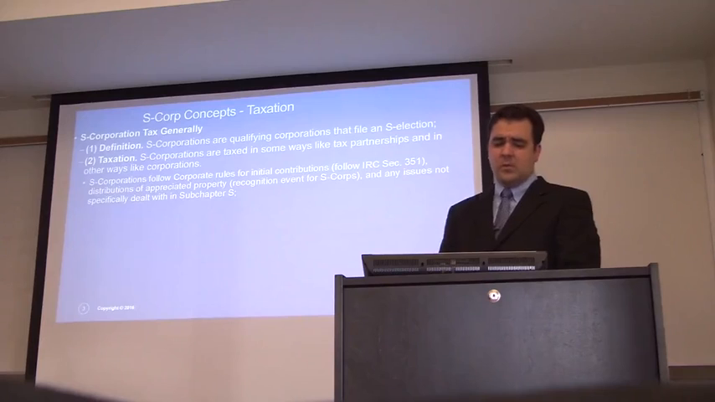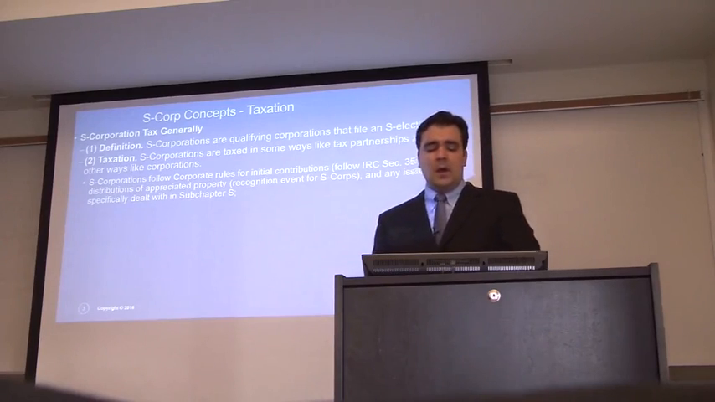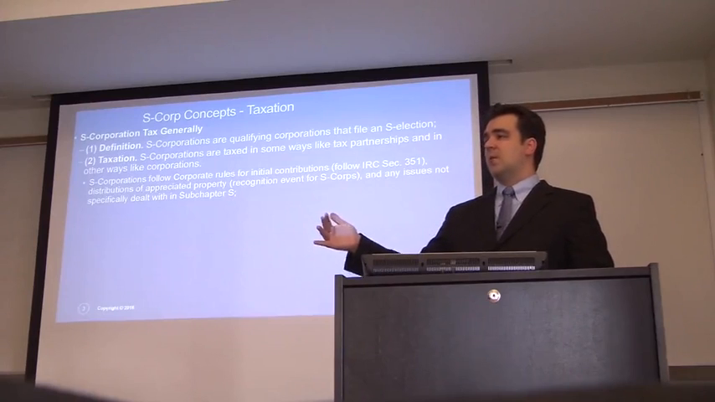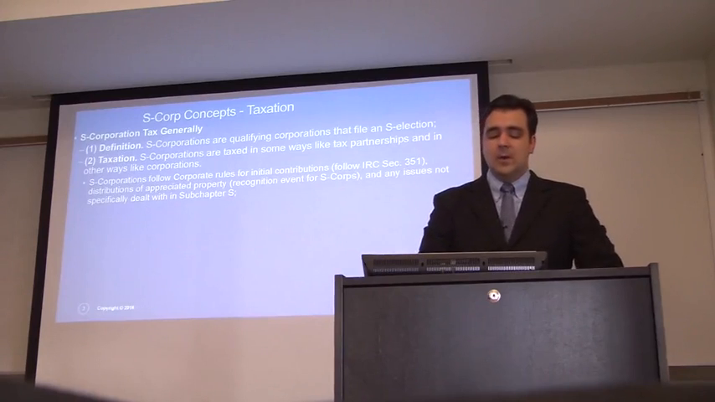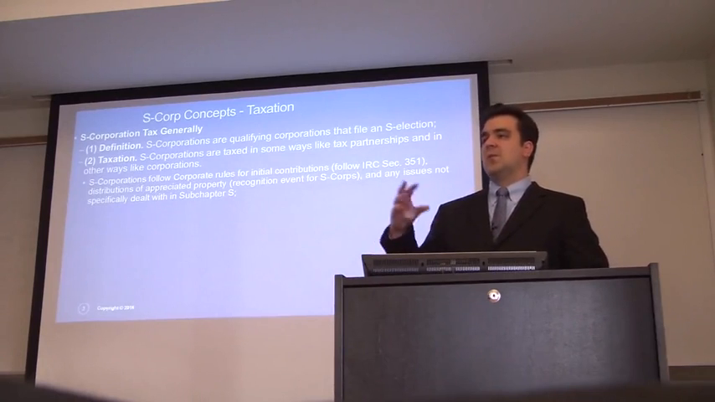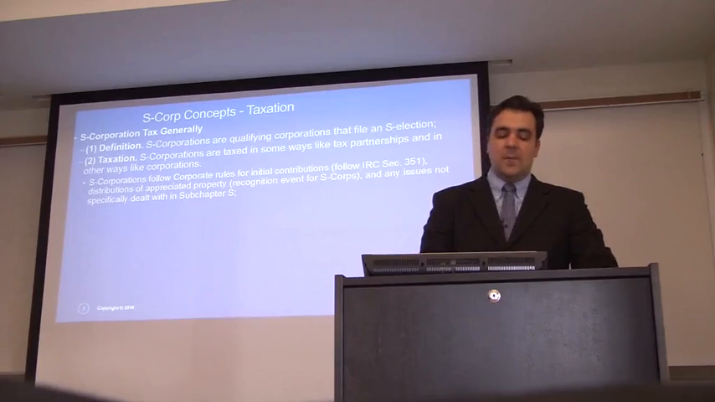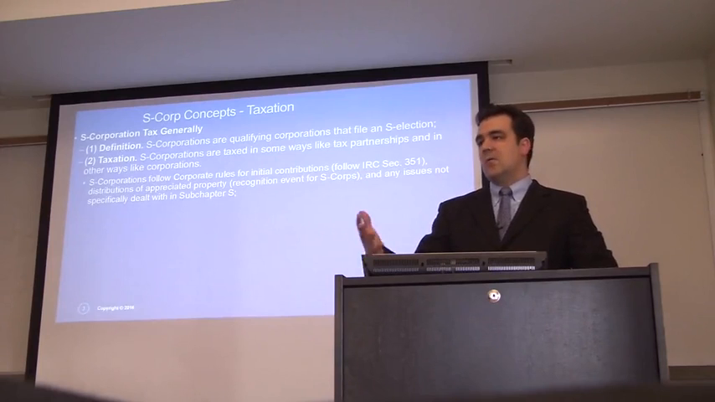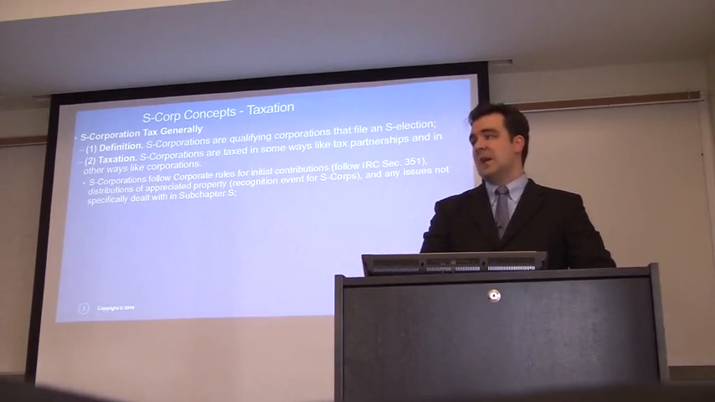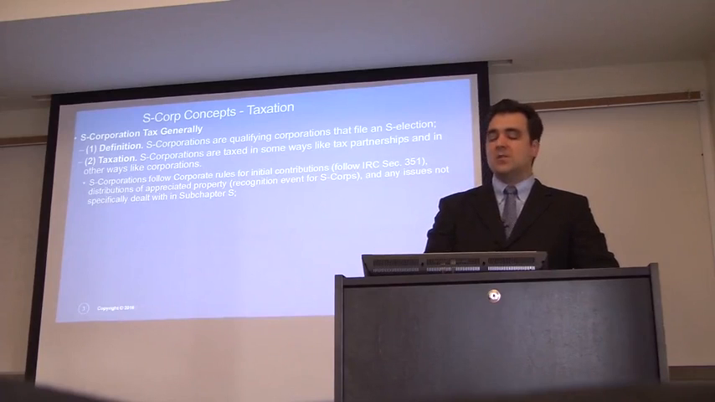The second thing is distributions of appreciated property have recognition events under S corporations. Under partnerships, if you have property that goes up and down in value, you can actually contribute it to a partnership and distribute it from a partnership without recognizing any gain. Now, there are some limitations like mixing bowl transactions and hot assets that prevent you from doing that. But as long as you don't violate those rules in a partnership, you can transfer property in and out, and you aren't necessarily recognizing gain at any point. That's not so with S corporations.